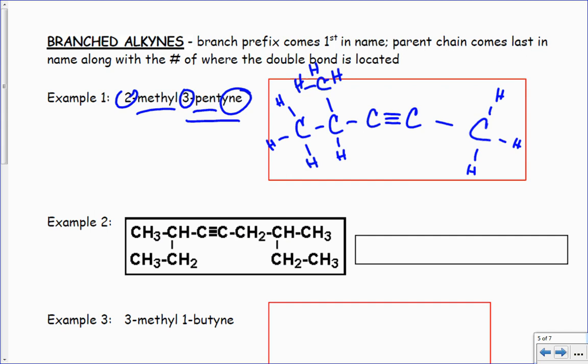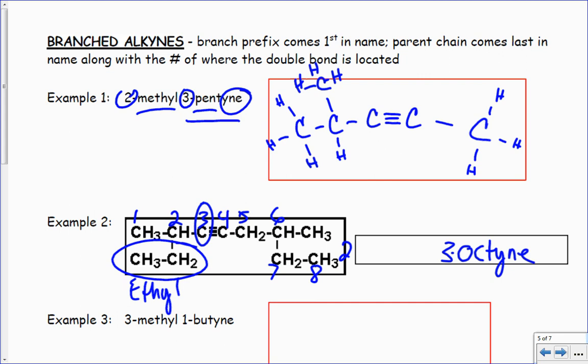This one we've got to name. So let's do the chain. I'm going to say 1, 2, 3, 4, 5, 6, 7, 8. 8 is an oct. It's an ine because there's a triple bond. The triple bond is on the 3rd carbon, so it's a 3-octyne.